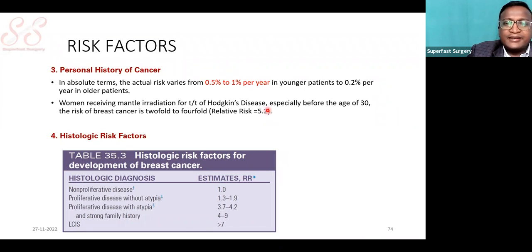The mantle cell irradiation we usually talk of as a risk factor, because mantle irradiation is in fact the radiation given to the upper chest for Hodgkin's disease. When it is given at a young age, before 30 years, it will increase the risk of breast cancer, and the relative risk is more than 4 times.